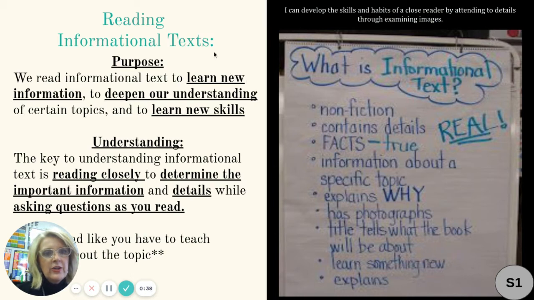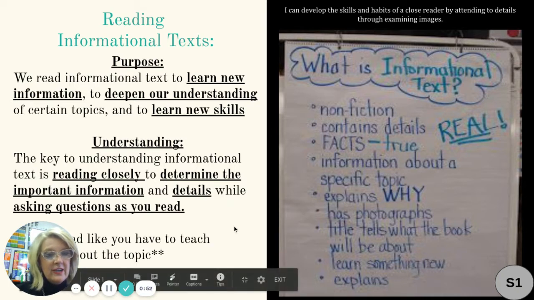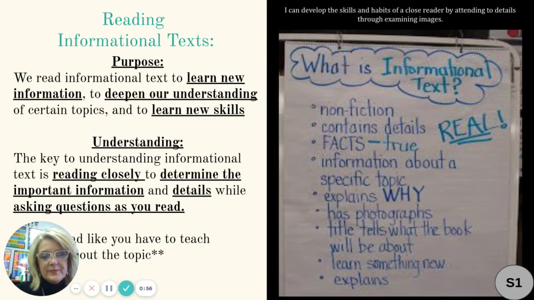So first of all, the purpose. We read informational text to learn new things, to deepen our understanding of certain topics, and to learn new skills. The key to understanding informational text is reading closely to determine the important information and details while asking questions as you read. You want to read so closely as if you're going to teach this topic to someone. So first of all, what is informational text?